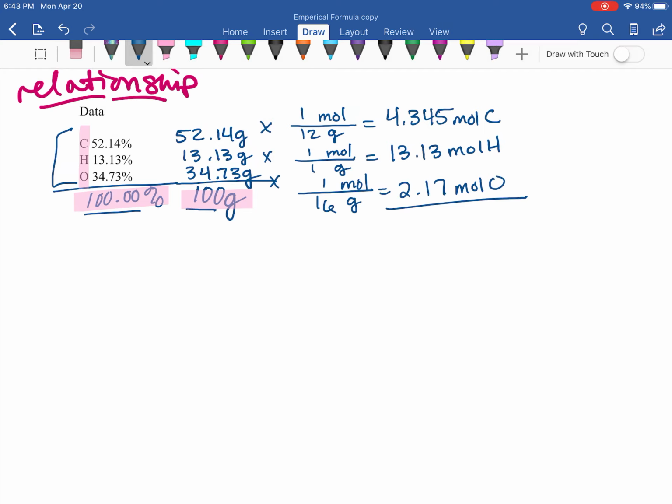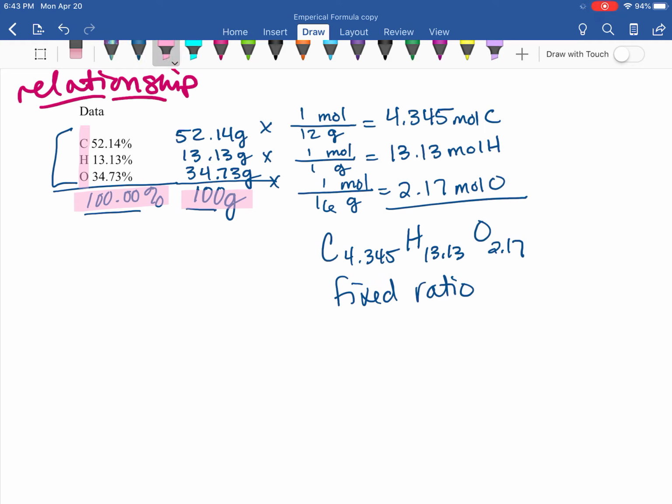All right, once we're in moles, this is our fixed ratio. So we could literally write the formula right now. We could say carbon 4.345, hydrogen 13.13, oxygen 2.17, done. All right, that is your fixed ratio.